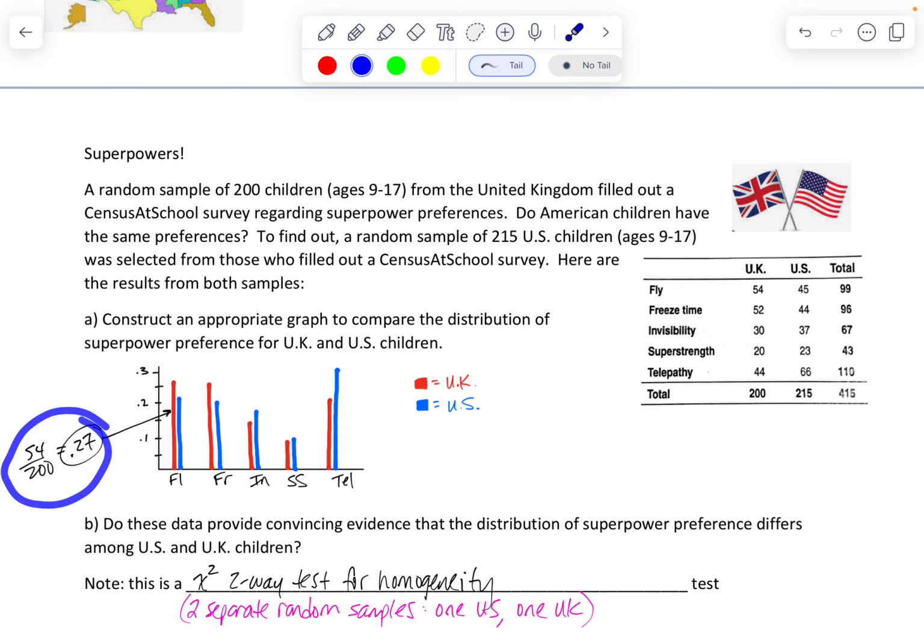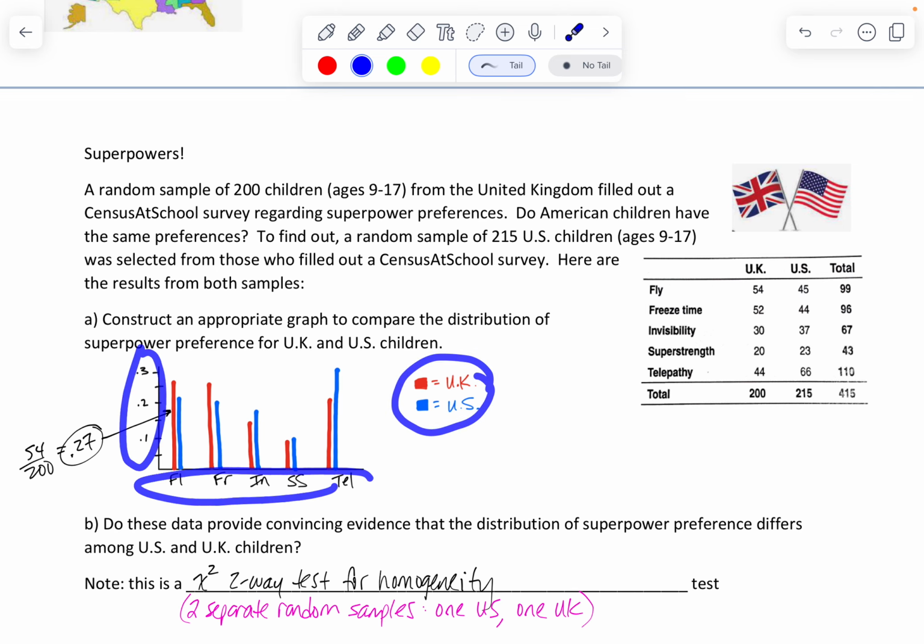I'm showing right here because that's a flex on your AP exam, to show how you got at least one of them, so whoever's grading your test can see exactly what you're thinking. But what is this? A little bit more than 25%. I believe that is the 54 over 99. Okay, and then the blue one for the US is a little bit less than that. That's 45 over 99. So that's how I got my proportions there. And then a nice color code, and make sure that it's well labeled, etc.